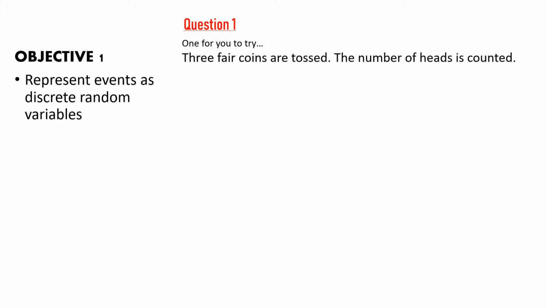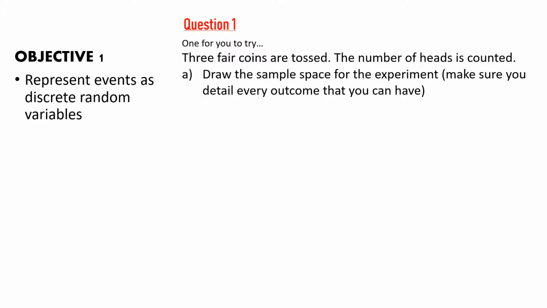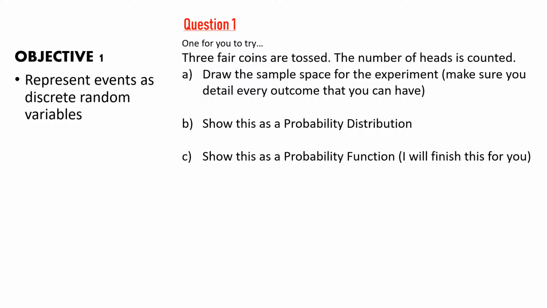So if I asked you to try this one and show you some of the difficulty that happens when we use words. Three fair coins are tossed, the number of heads is counted. I want to draw the sample space for the experiment, make sure you detail every outcome that you can have, and then show this as a probability distribution. And then we can show it as a probability function, which is that single sentence. Again, this last part is not that important, but I'll finish this for you as we do.